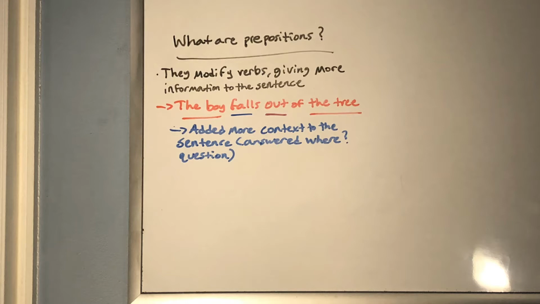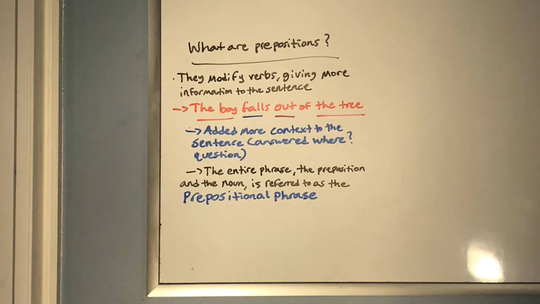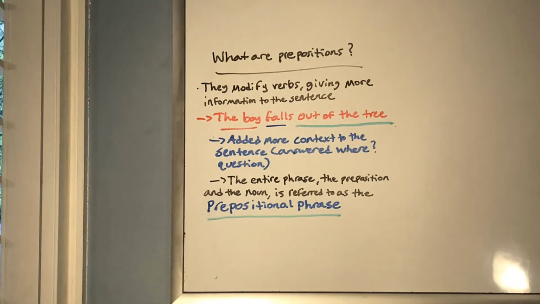What I just referred to, out of the tree, is something called the prepositional phrase. The prepositional phrase is the preposition including the noun that immediately follows it. This is, like I said, referred to as the prepositional phrase. What I've done is I've highlighted that phrase in green so you can see what I'm talking about.